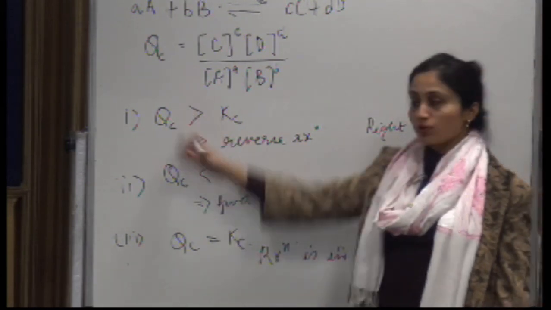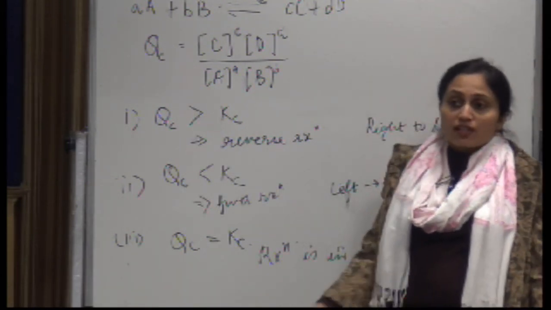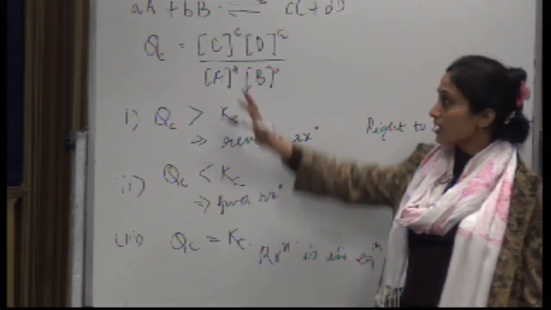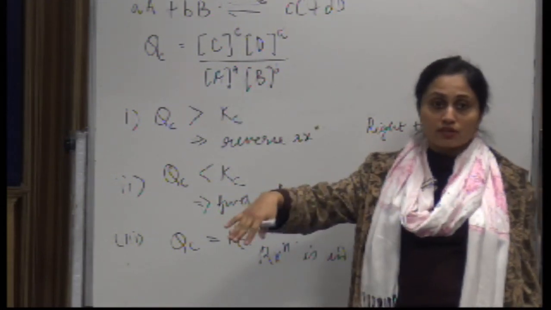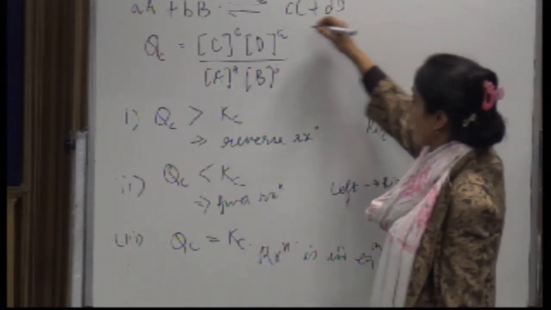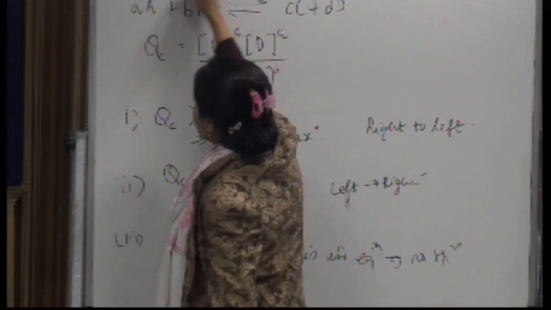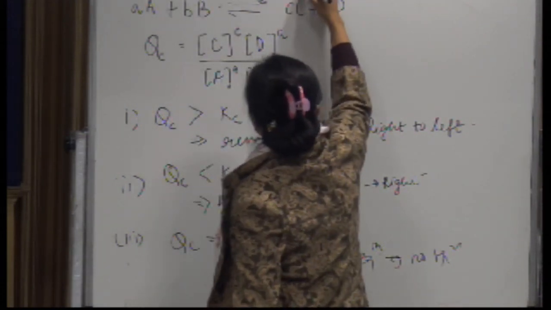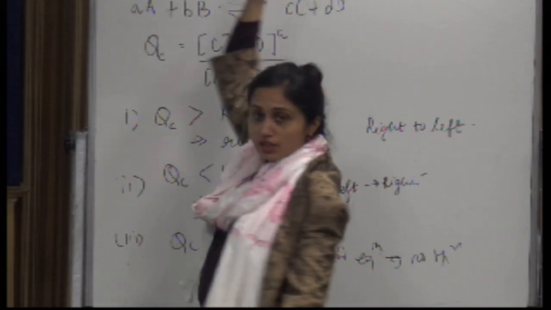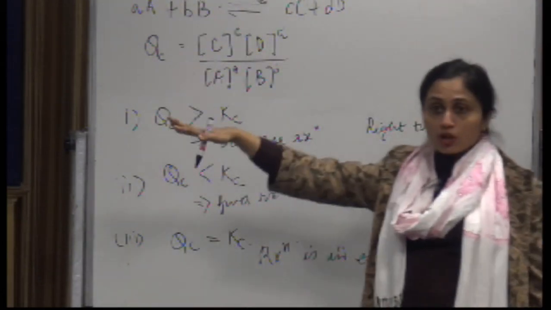Alright, but QC is QC because QC is the concentration at any point in time. It is the general ratio. I am giving you the concentrations: I have 0.1 of this, 0.1 of this, and I am saying 0.5 of this and 0.5 of this. This is just any time. So I am not talking about the equilibrium.